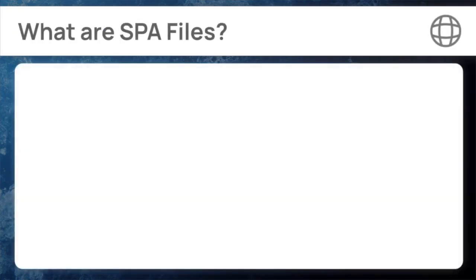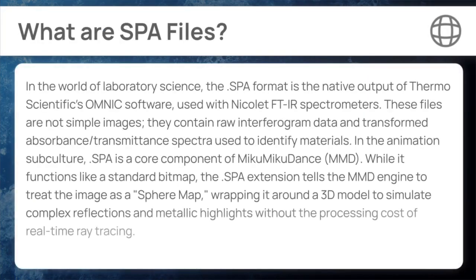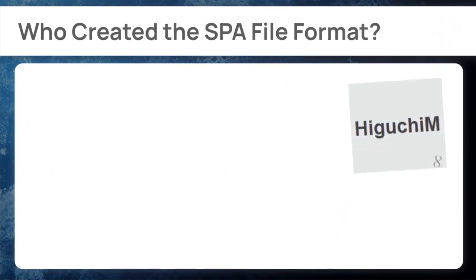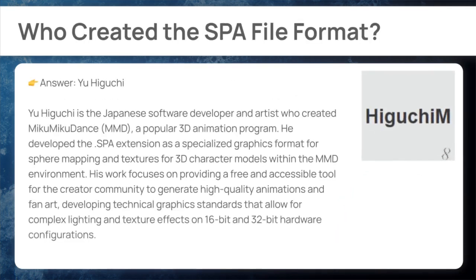In the world of laboratory science, the SPA format is the native output of Thermo Scientific's OMNIC software, used with Nicolet FTIR spectrometers. These files are not simple images, they contain raw interferogram data and transformed absorbance and transmittance spectra used to identify materials. In the animation subculture, SPA is a core component of MikuMikuDance, MMD.